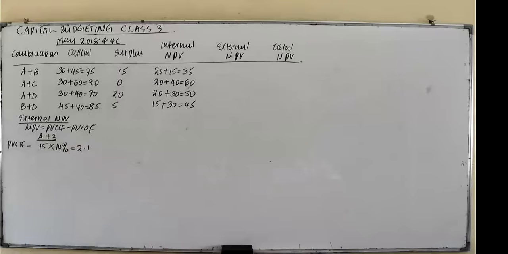1.4, so 2.1. Now, this 2.1 is the annual return, but now you want the present value of cash inflow. We discount. How do we discount? How much is the cost of capital? 10%. For how many years?